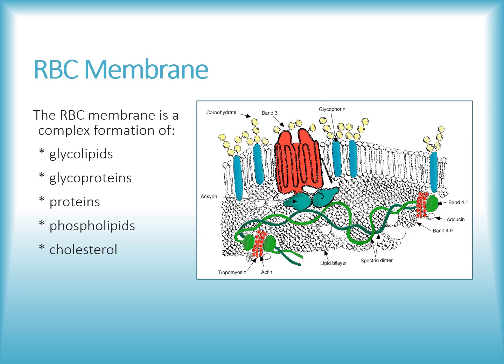I'm sure all of you have learned about cell membranes in all of your biology classes previously. But today let's talk a little bit about the red blood cell membrane. The red blood cell membrane is a complex formation of glycolipids, glycoproteins, proteins, phospholipids, and cholesterol. And it's the combination of all of these components that enables the red blood cell to perform its function appropriately. So let's talk about each one of these things.